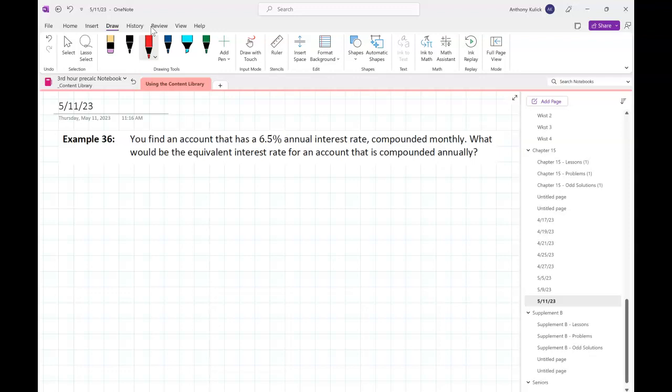All right, so we're just going to pick up where we left off, and we're going to pose this question. Suppose we have an account that has a 6.5% annual interest rate, compounded monthly, and we want to know what the equivalent interest rate would be for an account that's compounded annually.